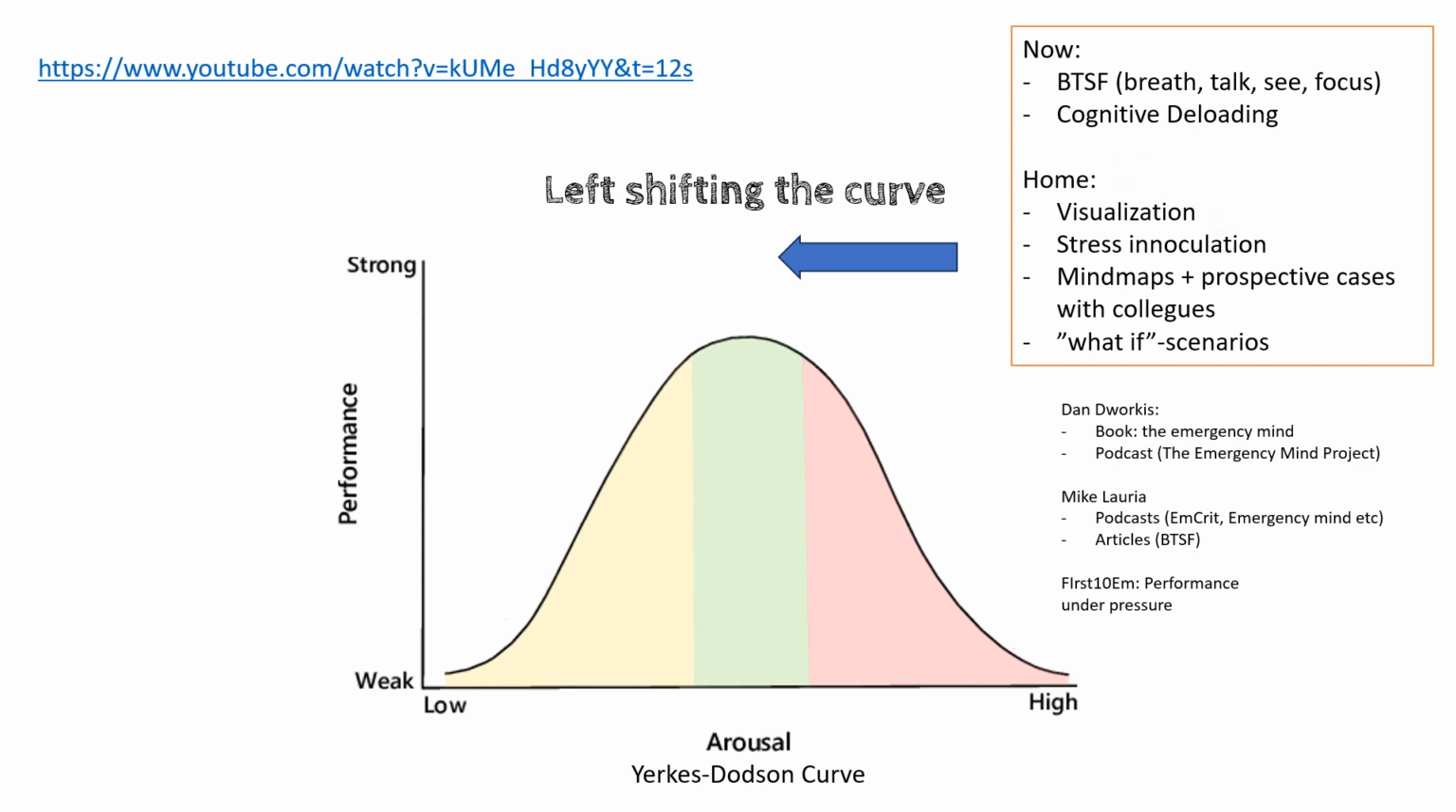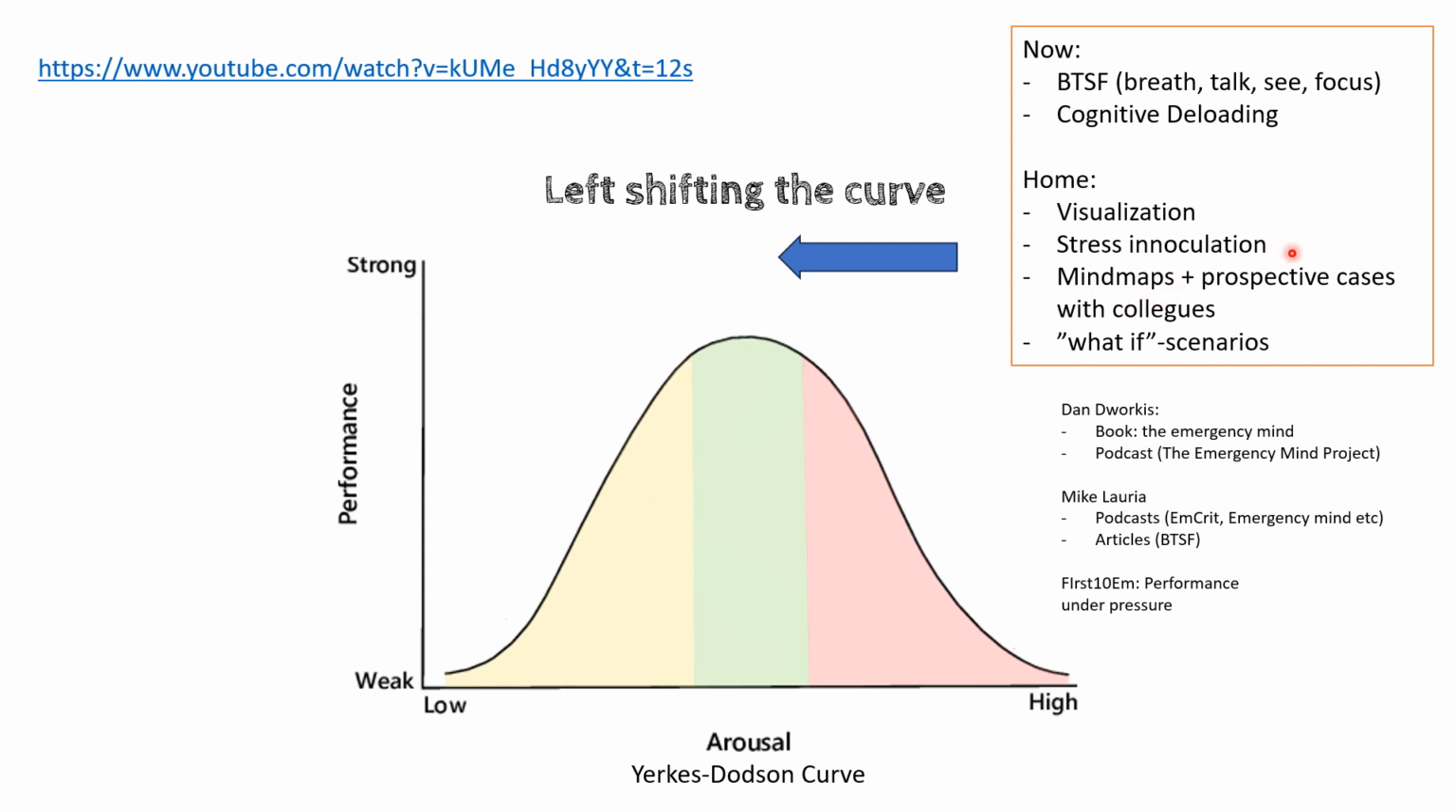At home after the case, you can visualize the case and try to go through it. You can also learn more about that from Dan Dworkis and Mike Loria. You can do stress inoculation, where you actually go into a situation like next time you're working out, or you really have a high pulse, then try to think about what to do in such a case. Remember the case that you had last night or the day before, and see, what are you going to do now? Especially if you can do it with someone else, that would be great, right?